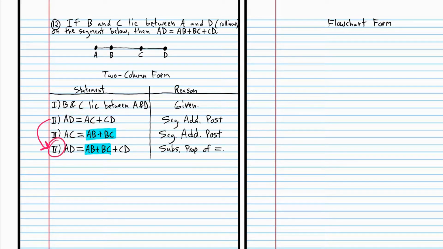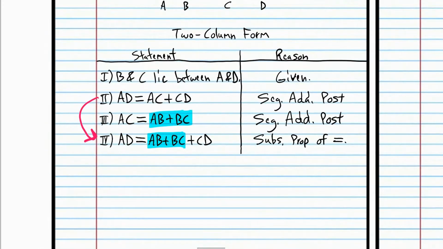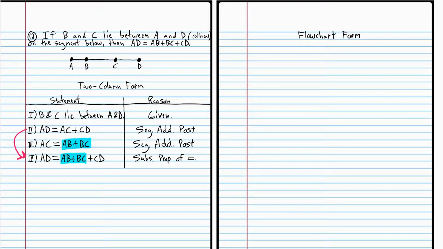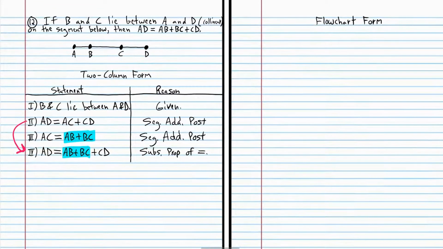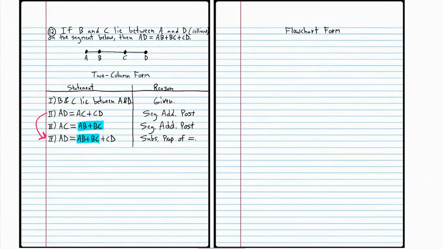And you notice that I put an arrow there. We have such a need for a flowchart proof that I'm actually writing arrows on the 2-column proof. So you can see that flowchart form is really useful. So go ahead and try to convert that proof to flowchart form. And when you come back, we'll do it together.